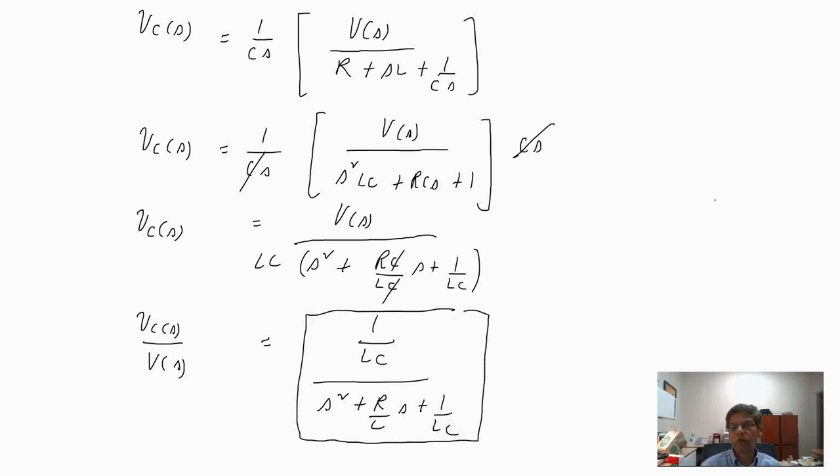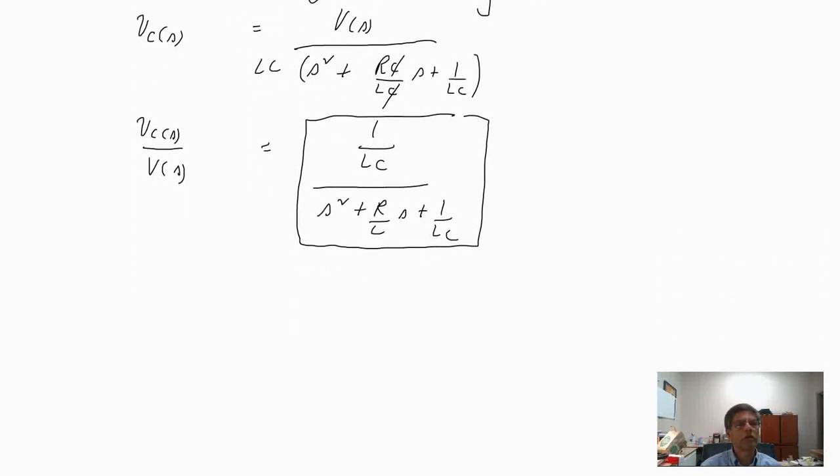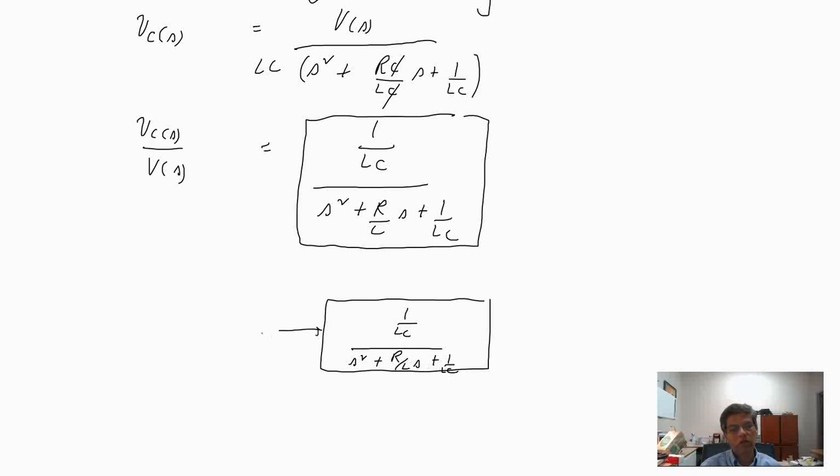If you want to represent this in a block diagram way, instead of writing it there, let me draw the system here. This is your system, and we can write this as 1 over LC divided by s squared plus R over L s plus 1 over LC. And here you go. Here's the input, V_s(s), and the output, V_C(s). This is going to help you to solve problem number 2, homework 1.